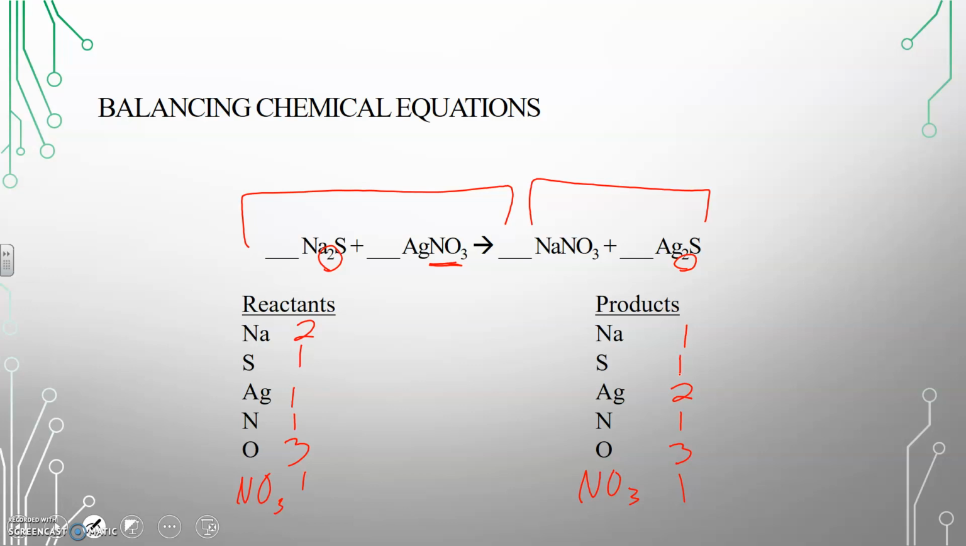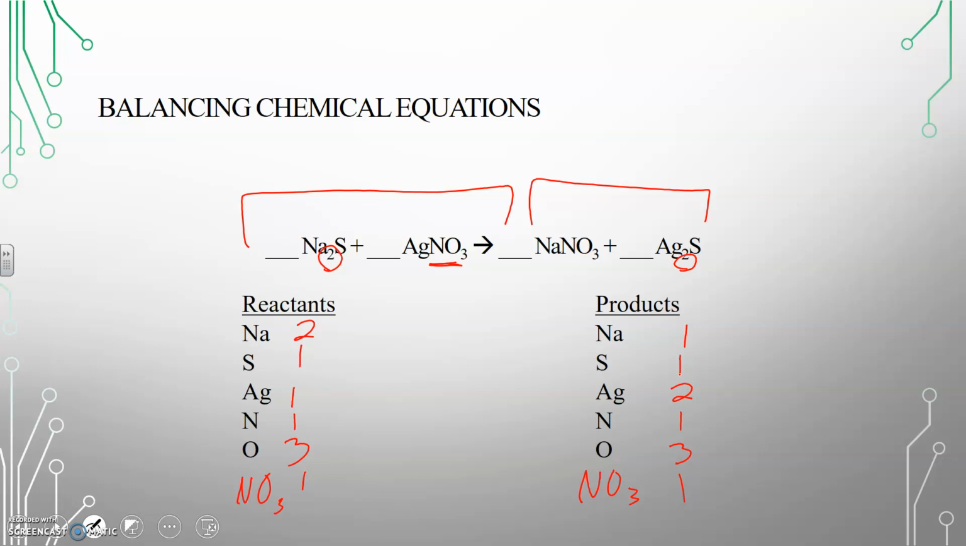So on the reactant side we have 2 sodiums. But by the time we get to the products, at the moment, 1 of them has disappeared. That's a problem. Now, in the reactants, we also have 1 silver atom, but when we get to the products, that's doubled. So we have to be able to account for those excess sodium and silver ions.